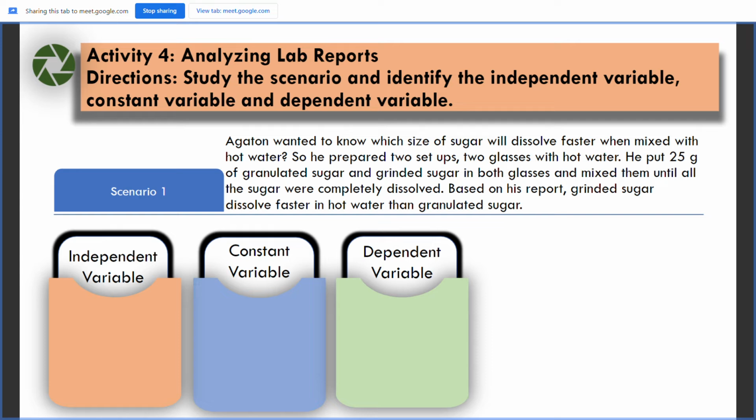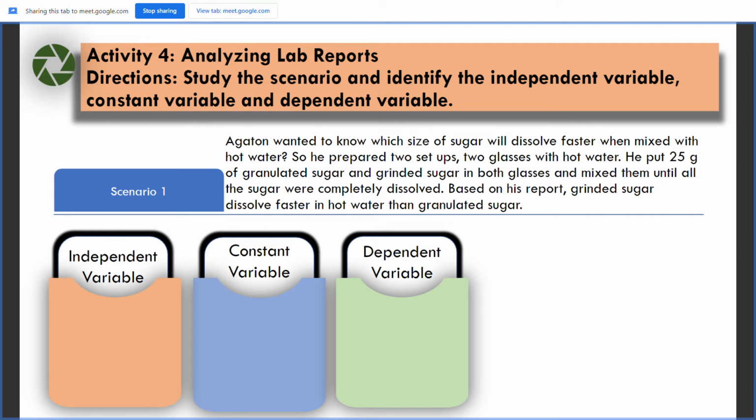Agathon wanted to know which size of sugar will dissolve faster when mixed with hot water. Sabi ni Agathon, gusto daw niyang malaman kung sino bang mas mabilis matunaw sa mainit na tubig. So, nag-prepare siyang dalawang setup. Parehas may hot water, and then parehas siyang nag-put ng 25 grams ng sugar. Pero ang pinagkaiba, yung isa ay pino, yung isa ay medyo malalaki yung tipak. Okay?